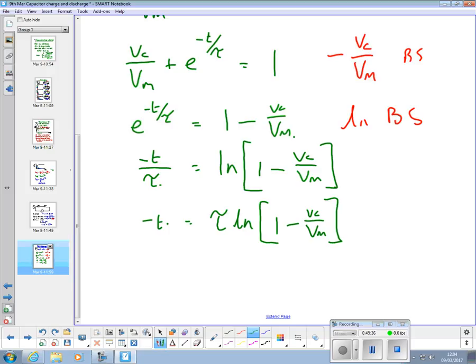But we've got minus time. So what do we do? Effectively what we're doing is multiplying. So let's write what we did there. That was ln of both sides multiplied by tau. Here, effectively what we're doing is multiplying both sides by minus 1. So we end up with t on this side is equal to minus tau ln of 1 minus little Vc over Vm.